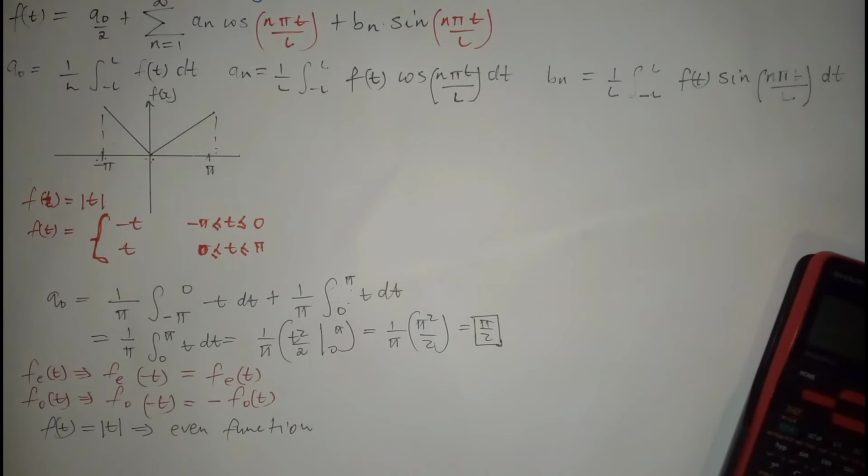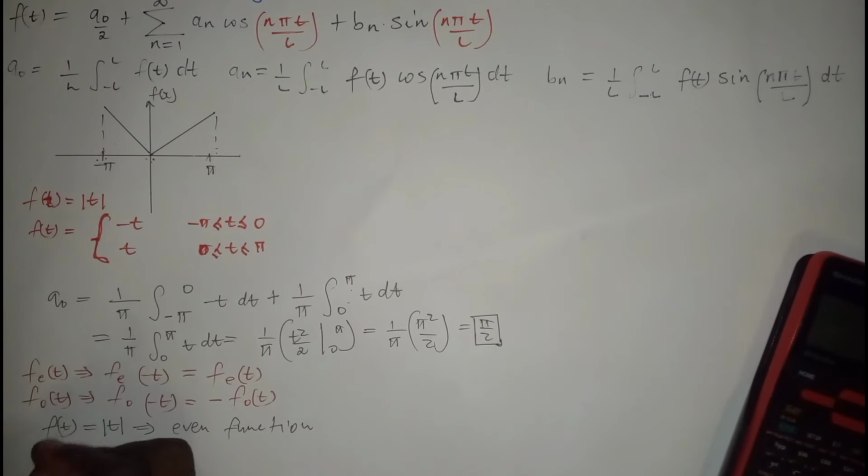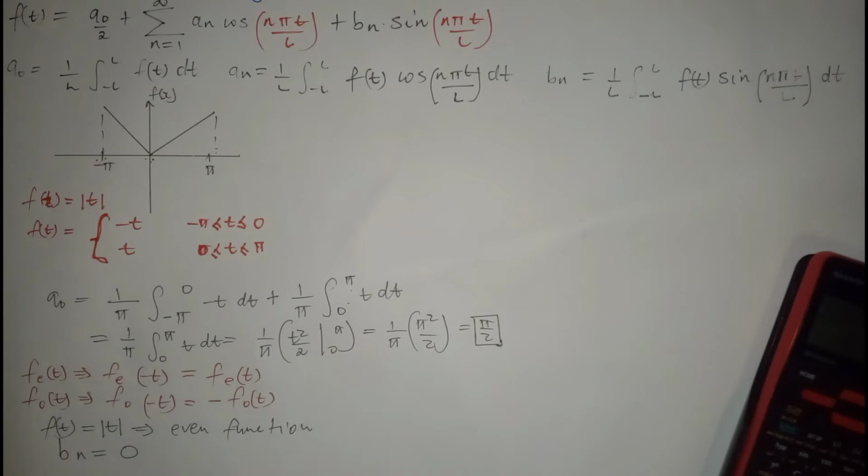So when a function is even, what does it mean? It means that bn will be equal to 0. So that means we're not going to have sine terms for bn. We're not going to calculate bn, we're only going to calculate an. And if it's odd, that means a0 and an will be equal to 0. I'm going to upload another video on odd functions. You have to watch it.